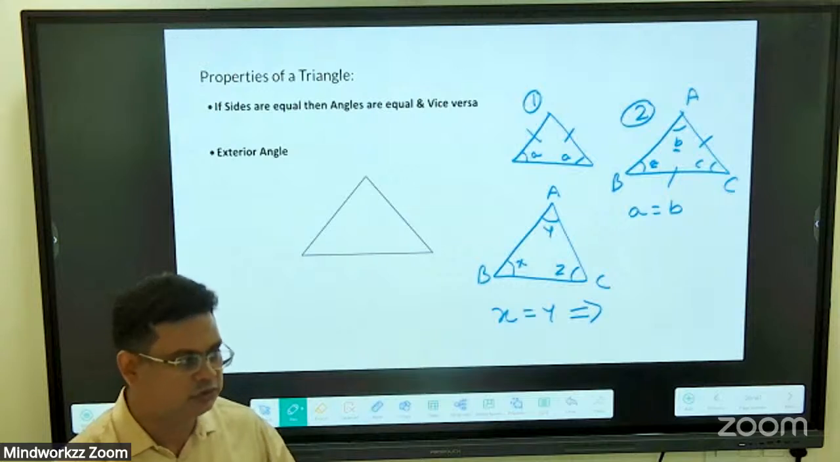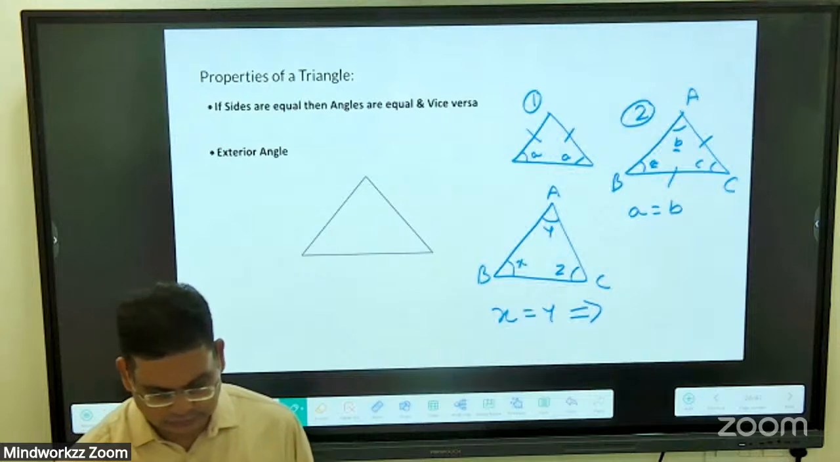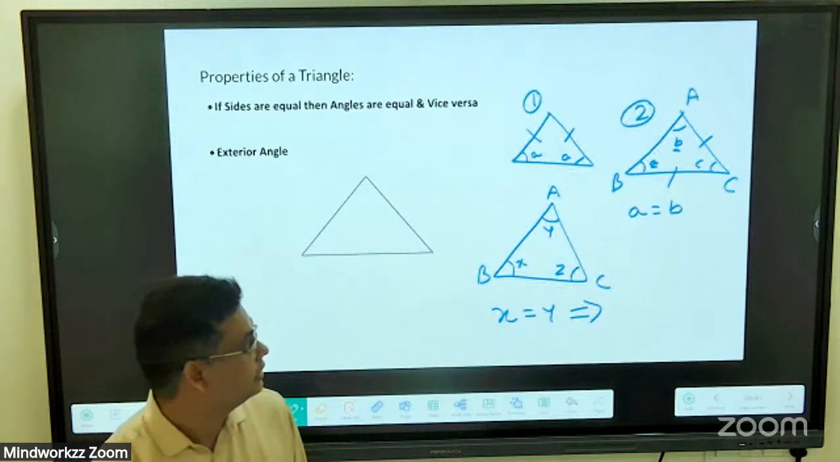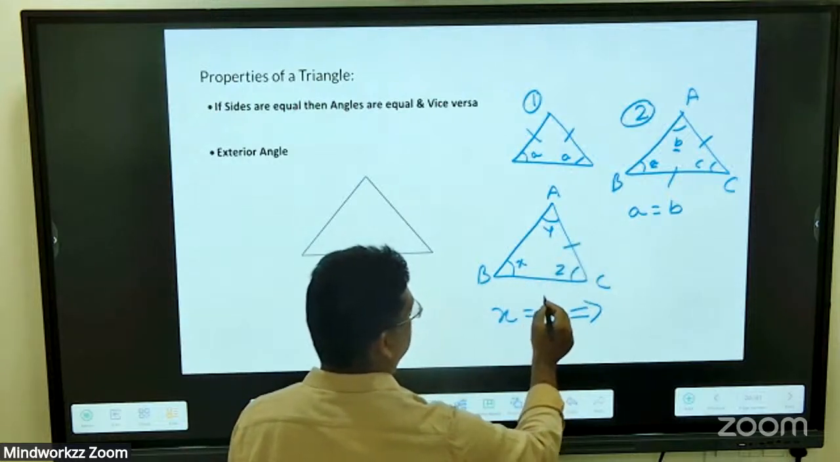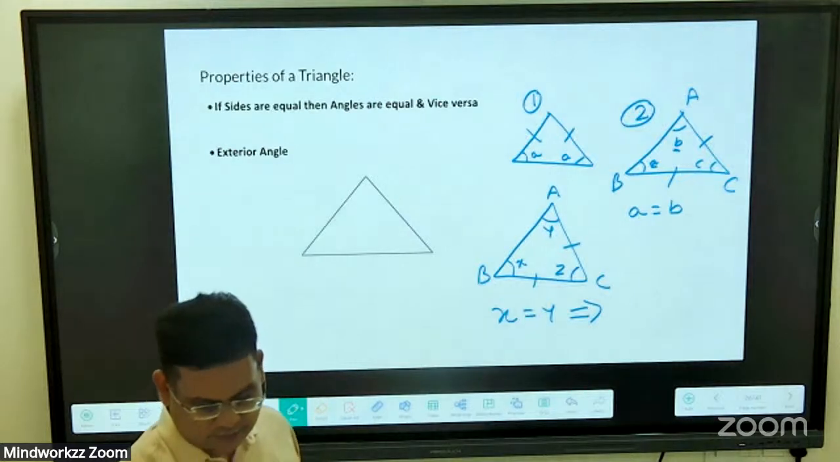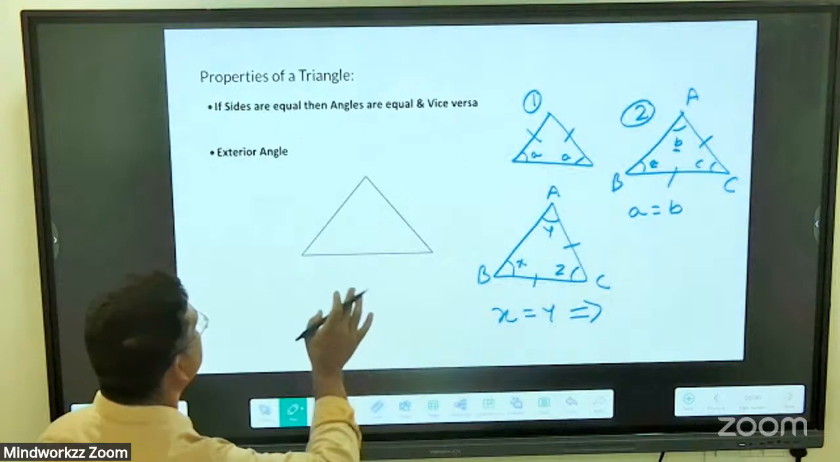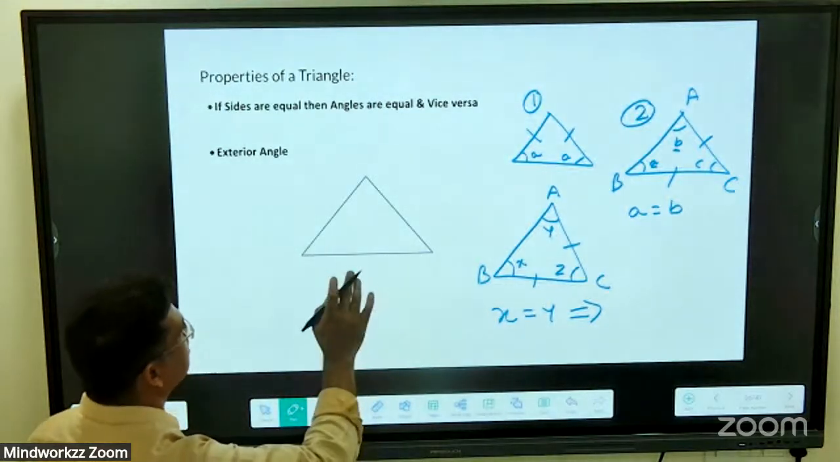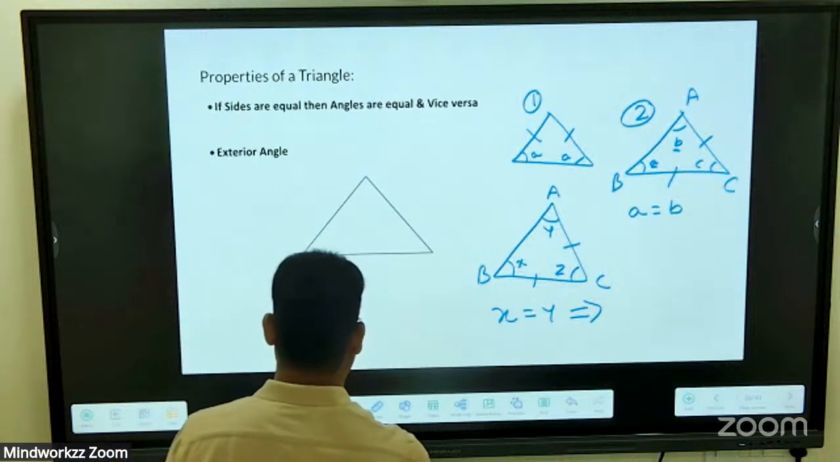We will move to a CAT level question also, but the basics should be clear. Okay, AC and BC. So opposite to X, AC, and opposite to Y, BC. Wonderful. Jackie, I hope you are able to follow. Please type all the answers. So the first property is clear. If sides are equal, angles will be equal. If angles are equal, sides will be equal, right? Let's move to the next property.